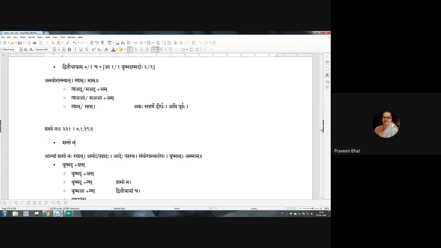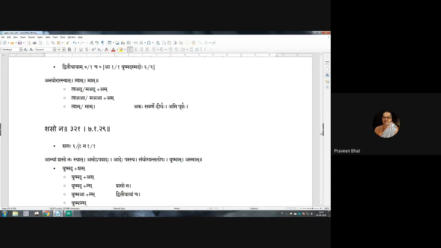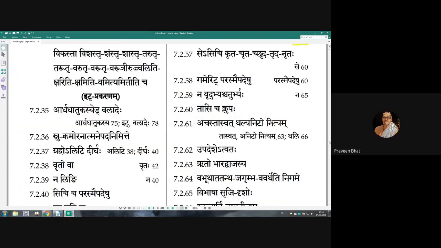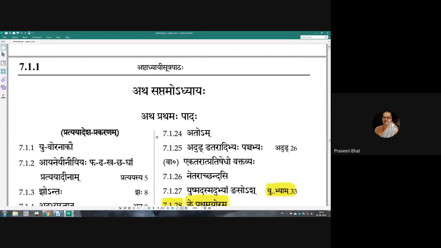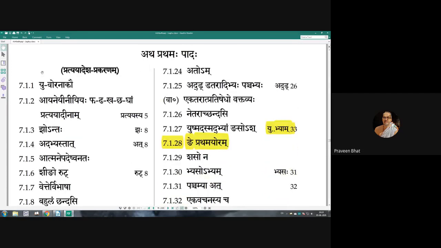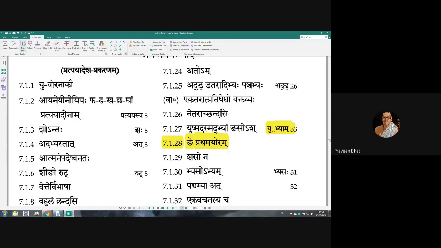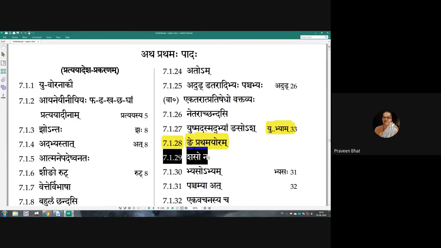So here Shasaha na means Nakara adesha. There is no visarga here, but that is the adesha. Nakara is the adesha. So Shasaha is shashti ekavachana, and Na is the prathama ekavachana. Let's look at the sutra 7129. Here, Shasonaha.